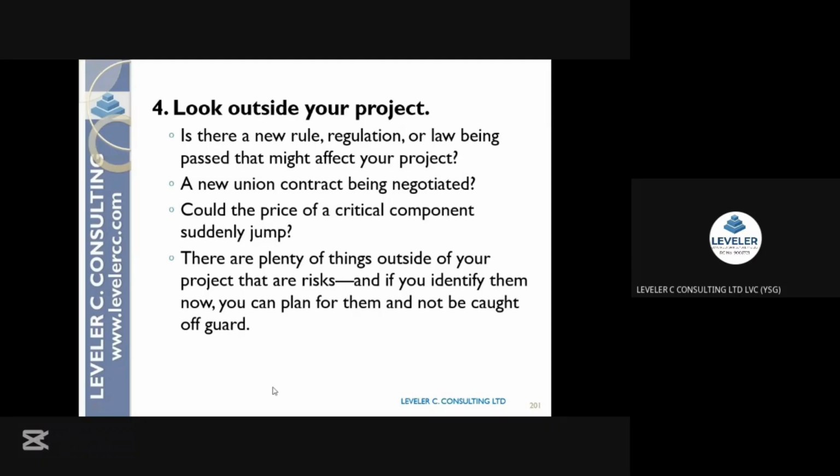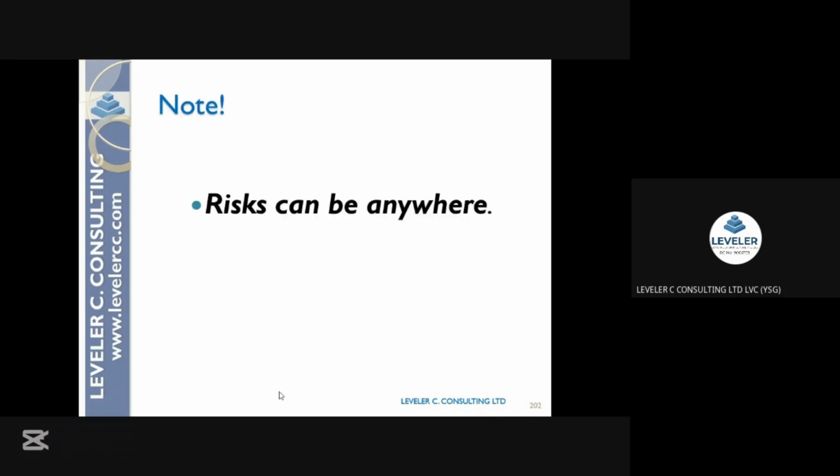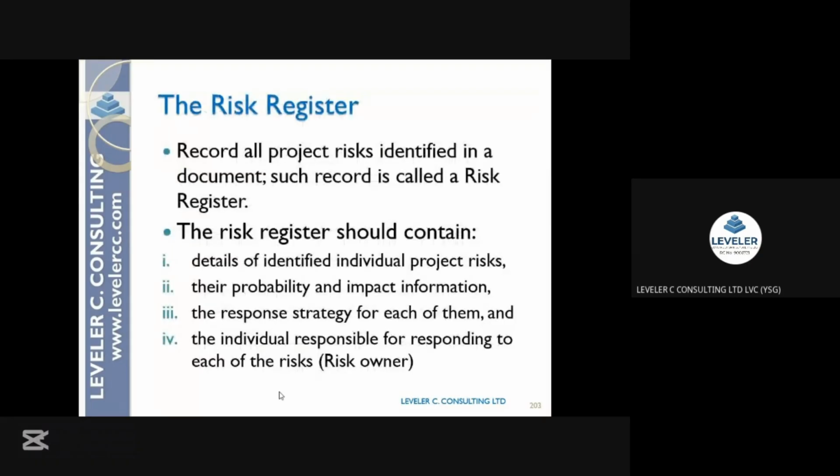What is another place you can look out for risk? Outside the project: new rule, new regulation, new law. You remember this year, they said tax. If you don't get a tax number, nobody will do business with you. They will shut down your business, 30% of your money will be deducted and all of that. New rules can affect our project. So risk can be anywhere. Are we together? Risk can be anywhere.